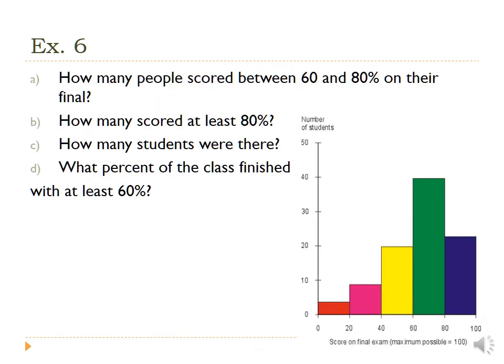The last example that we're going to do, we have a histogram, because the bars are touching, and we have what their score was, their final percentage on their final exam. So how many people scored between 60 and 80? 60 and 80, that would be that bar, which looks like 40. How many scored at least 80? So at least 80 would be from here over, so the blue bar. Kind of guesstimating here, let's say 22.